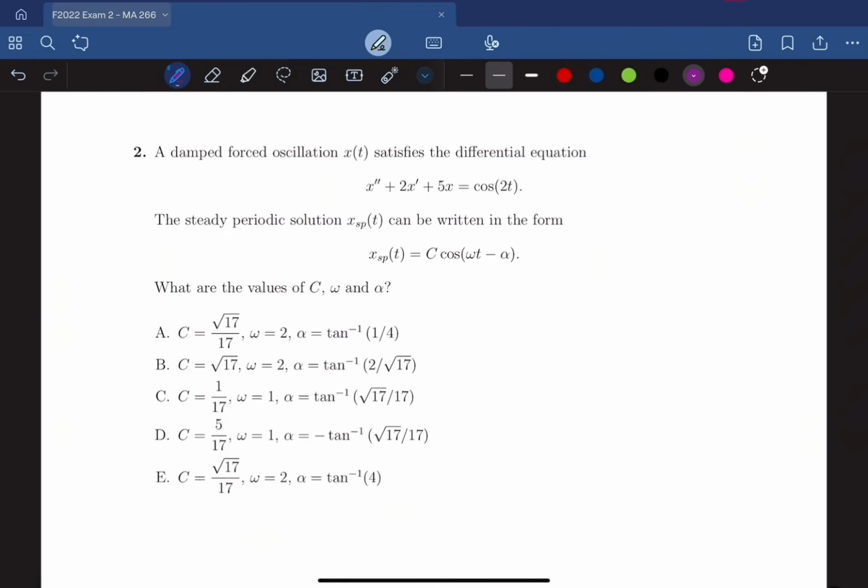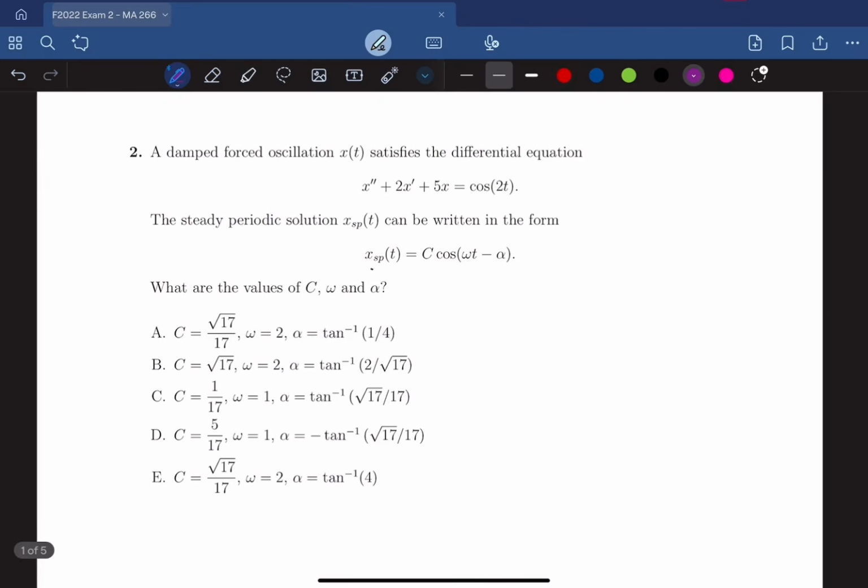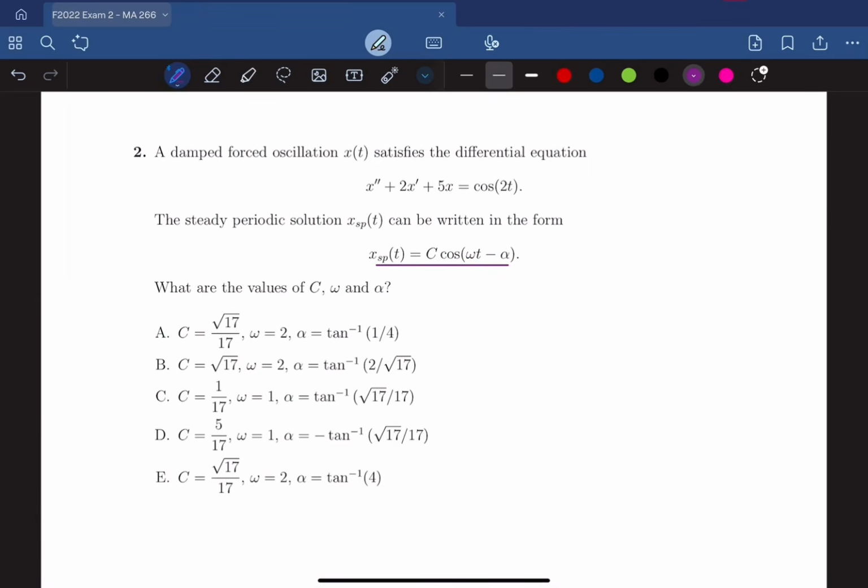Okay, so for number 2, it says a damped forced oscillation x of t satisfies the differential equation, and it gives us one. And then it says the steady periodic solution x sub sp of t can be written in the form, and then it gives us a form, so we have to remember this part. It gives us a form, we have to put the equation in at the end. And then it's asking us what the values of c, omega, and alpha are.